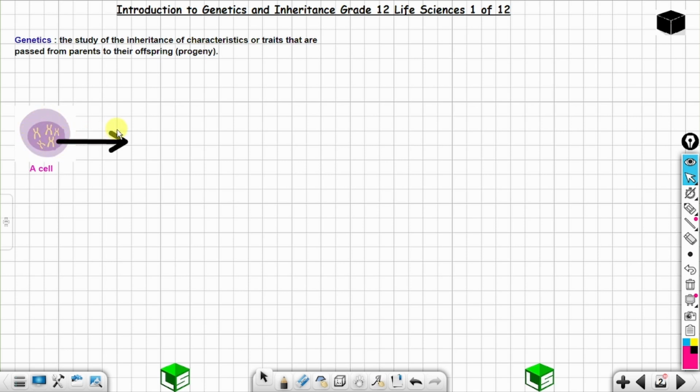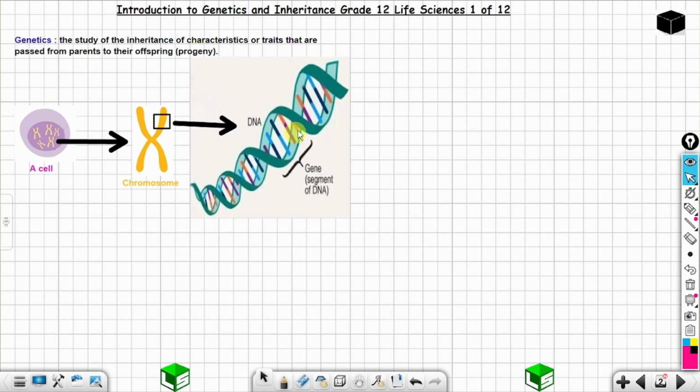Okay, this is a chromosome from the nucleus. If you zoom in on any part of this chromosome, for example this part, you are going to see a DNA. Any part, if you zoom in, you are going to see a DNA.